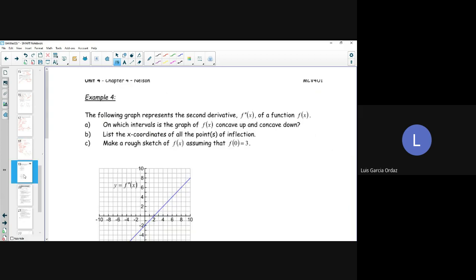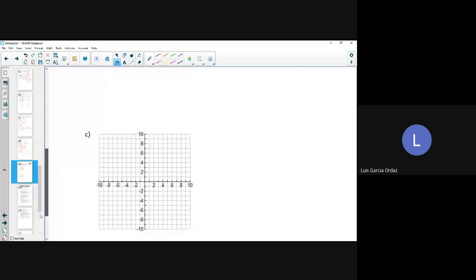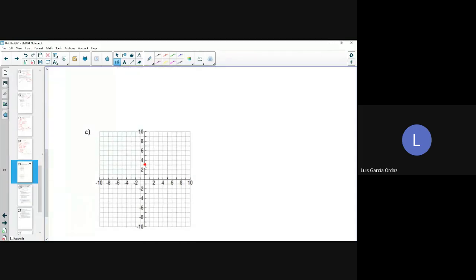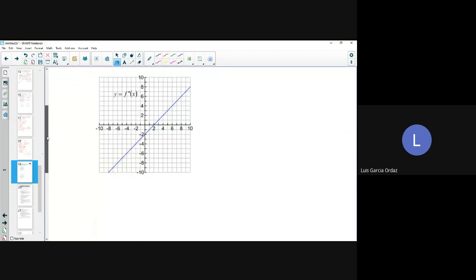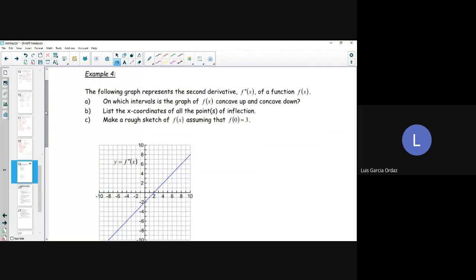And last example, the following graph represents the second derivative, so f double prime of x, of a function f of x. On which intervals is the graph of f of x concave up or down? List the x coordinates of all the points of inflection and make a rough sketch of f of x, assuming that f at 0 is equal to 3. So you have our first part written down, f at 0 is equal to 3, which means that it's right here. But for A, I can determine the intervals at which f is concave up.